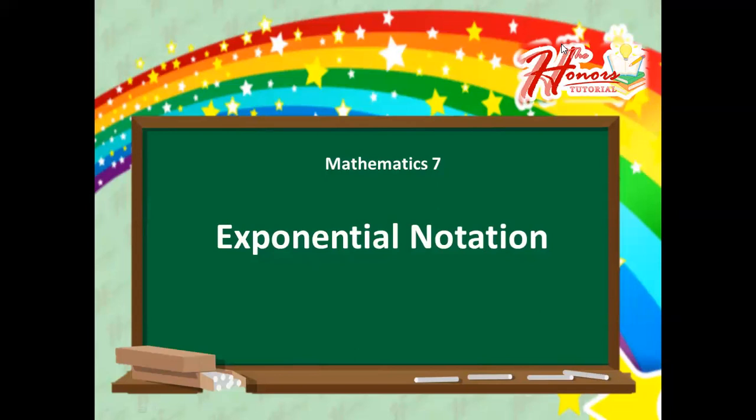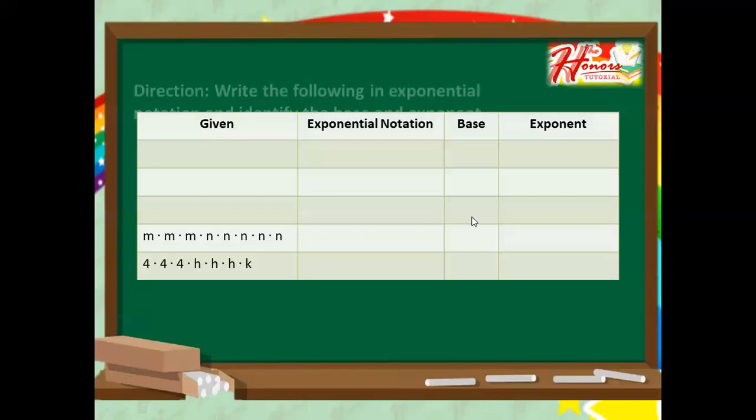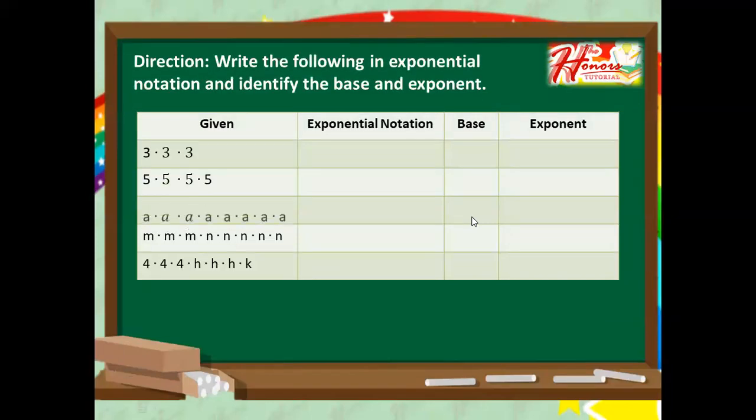Our topic for today is about exponential notation. This is under Mathematics 7. Our direction is this. Write the following in exponential notation and identify the base and exponent. So let's have the first given. So we have here 3 times 3 times 3.